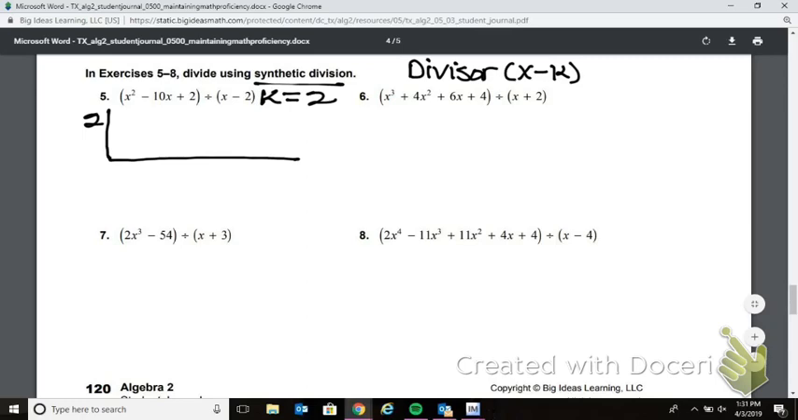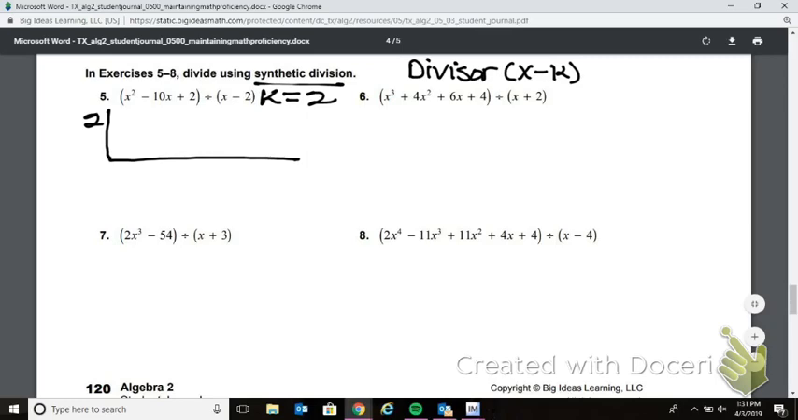This is not negative 2. It's not negative 2 because, look, if you sub a positive 2 here, won't it say x minus 2? So if it was a positive, it'd be negative. If it's positive, then k is negative. Right, good. Kind of like your vertex form, right? Yeah, the h. Good connection.